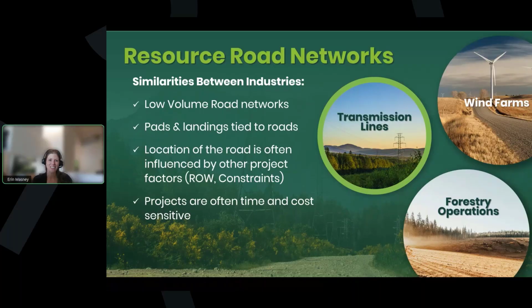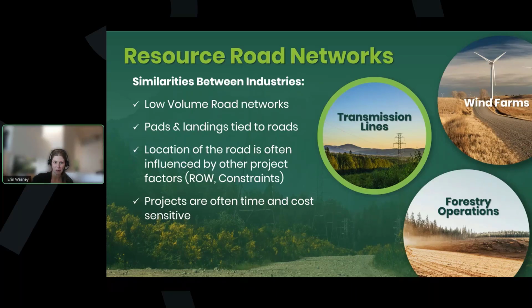They've got landings or pads that are tied and connected into roads. And the location of the road is really influenced by other aspects of the project. In the case of transmission lines, the right-of-way is a pretty big one that we will focus on showing you today, as well as some other constraints, existing infrastructure considerations, as well as environmental concerns, whether that's stream crossings or etc. And finally, all of these projects tend to be pretty time and cost sensitive. And that's where using RoadEng to really jumpstart those projects, help you get the road in the right place, and minimize those earthworks can really go a long way.